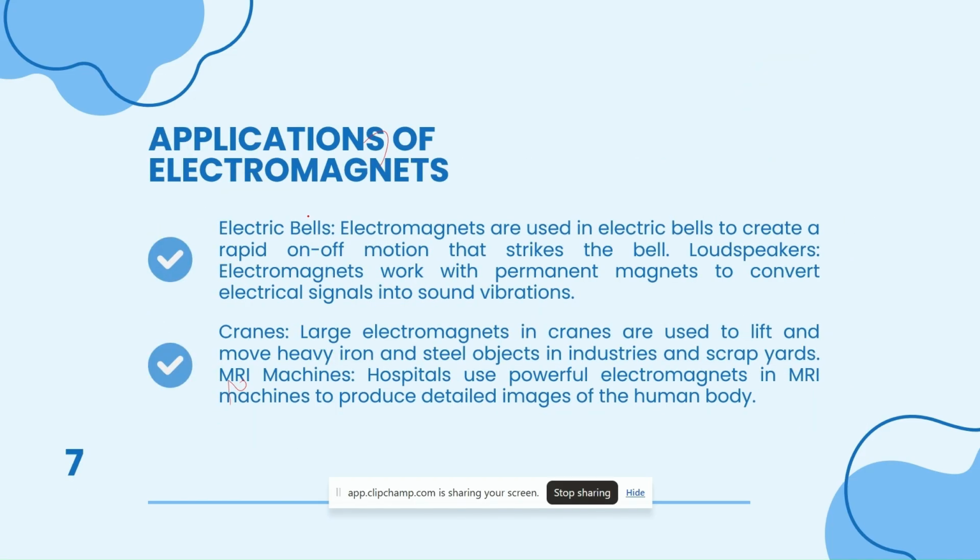Applications of electromagnets: electric bells. Electromagnets are used in electric bells to create a rapid on-off motion that strikes the bell. Loudspeakers: electromagnets work with permanent magnets to convert electric signals into sound vibrations. Cranes: large electromagnets are used to lift and move heavy iron and steel objects in industries and scrap yards. MRI machines: hospitals use powerful electromagnets in MRI machines to produce detailed images of the human body.